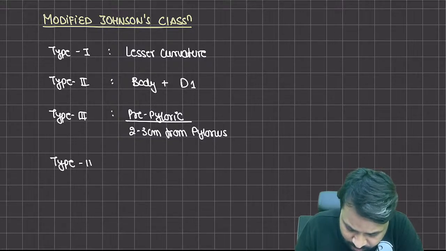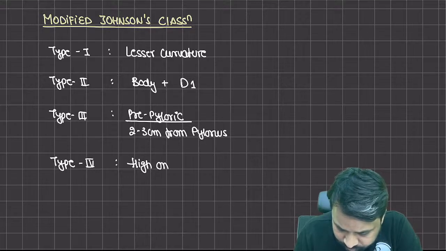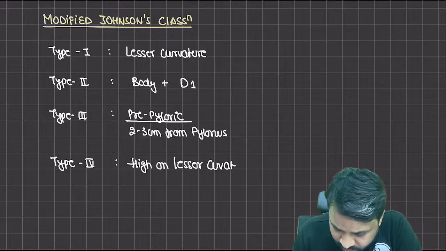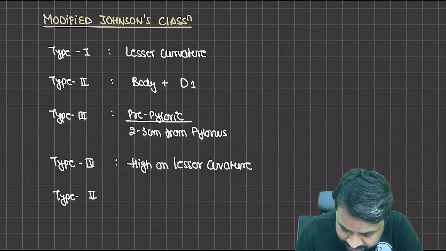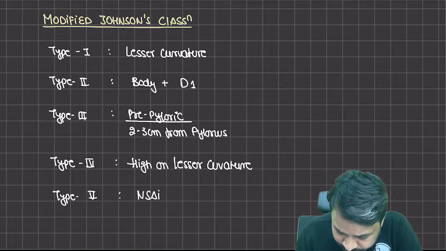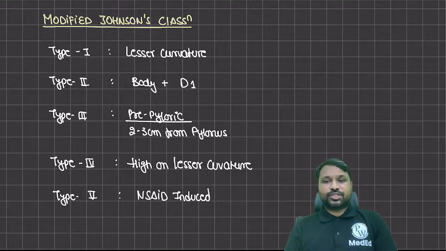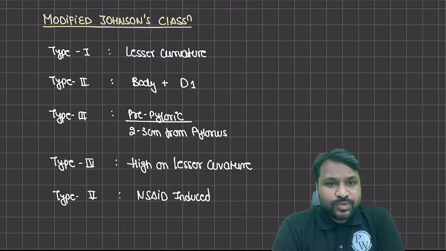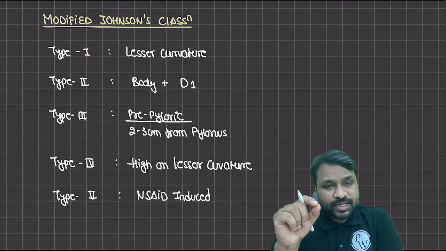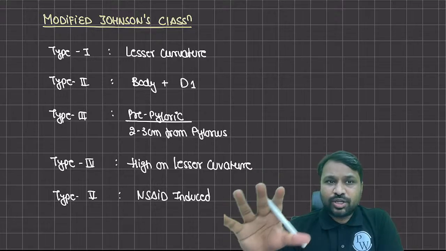Type 4 is high on the lesser curvature. And type 5 is the NSAID-induced gastric ulcer. Raj will be talking about the complications of each surgery. Yes, Billroth does cause a lot of issues. We'll be addressing that. But for now, we're concentrating on the surgical options that we have.